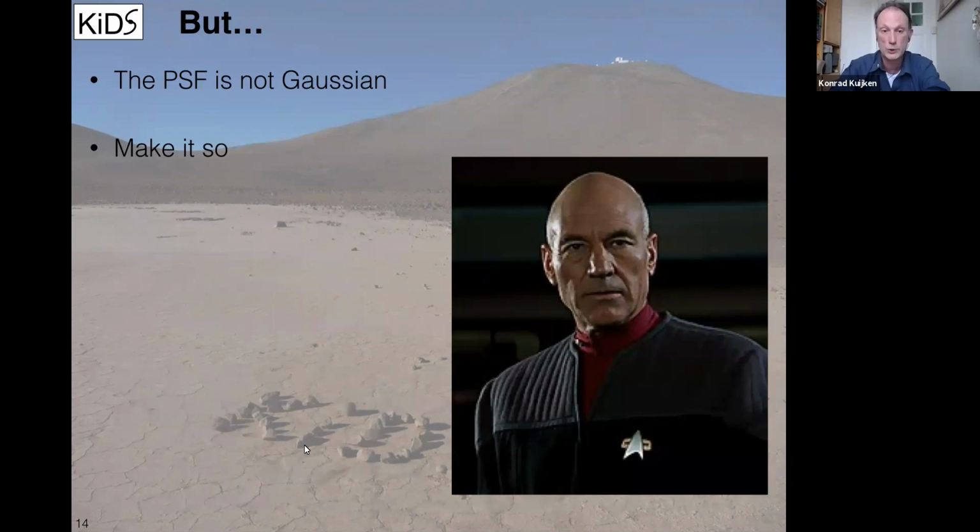But of course, the point spread function is not really a Gaussian. This was a hypothetical example. And so our task is very simple. We have to make the PSF Gaussian.